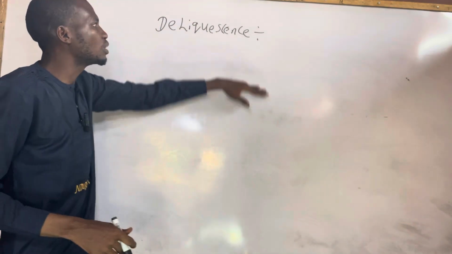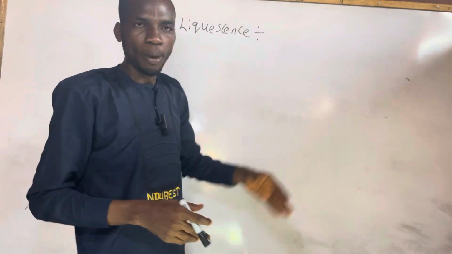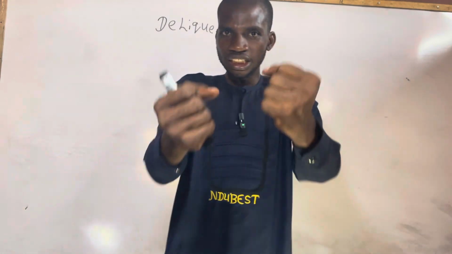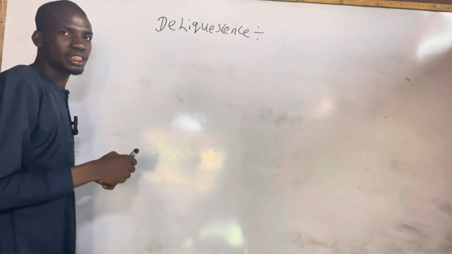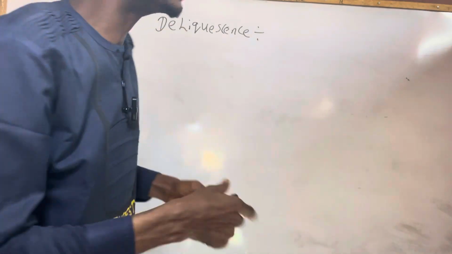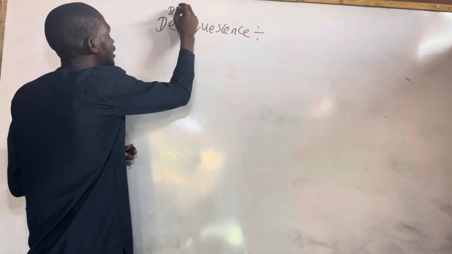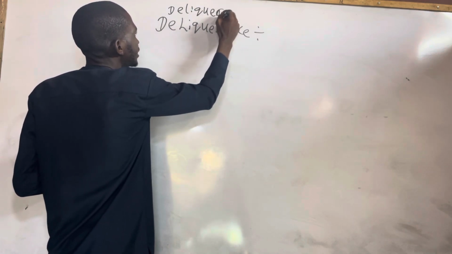Now we are going to talk about deliquescence. Deliquescence is a process whereby a compound is exposed to the atmosphere, absorbs moisture and turns into solution. The substance or compound itself is called deliquescent. It's called what? Deliquescent. JAMB is going on live.